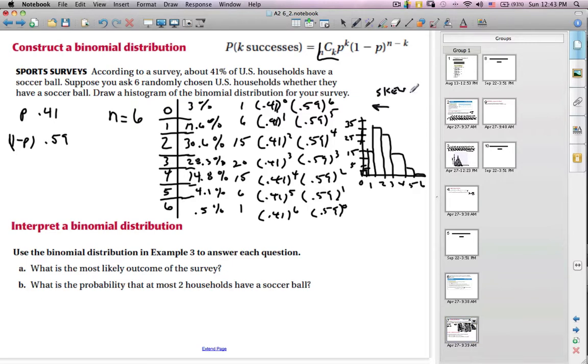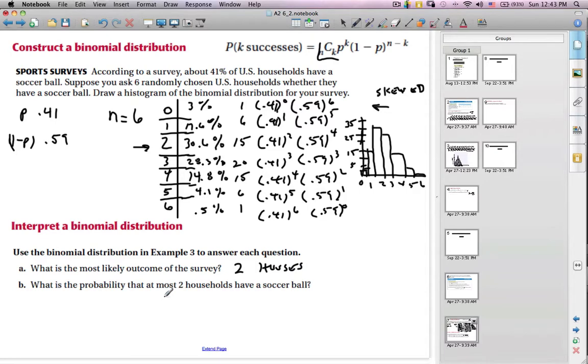If you go back to our vocabulary, we were talking about symmetrical and skewed distributions. This is a skewed distribution, and the other one I did for you was symmetrical. But let's answer our questions. What's the most likely outcome of the survey? Most likely outcome is that 2 houses have a soccer ball.